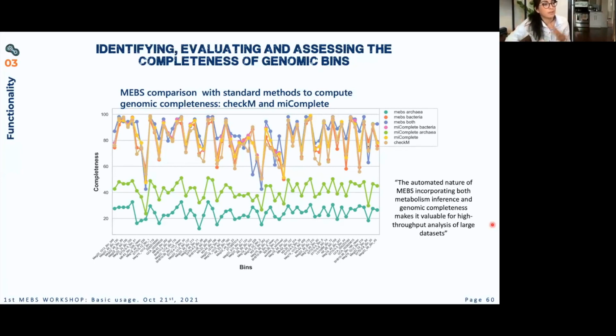And for that, there are several programs that allow you to do that. One of them, the most used, is CheckM. The other one is MyComplete. You put your genomes, either FNA or nucleotides or amino acids, and then you get a value of how complete your genome is based on this specific set of marker genes.